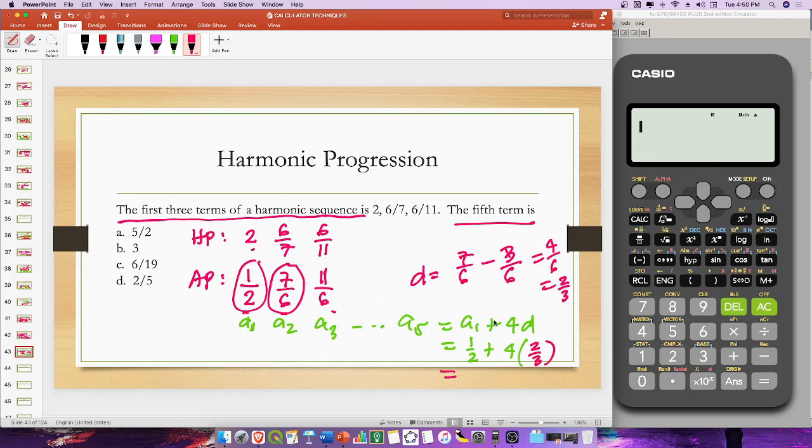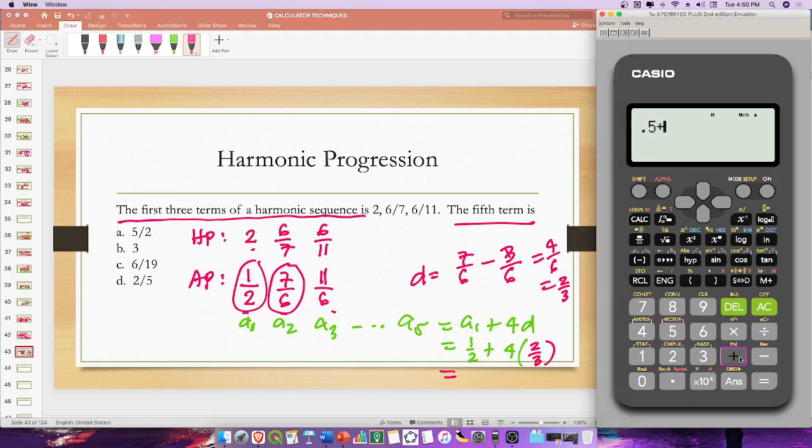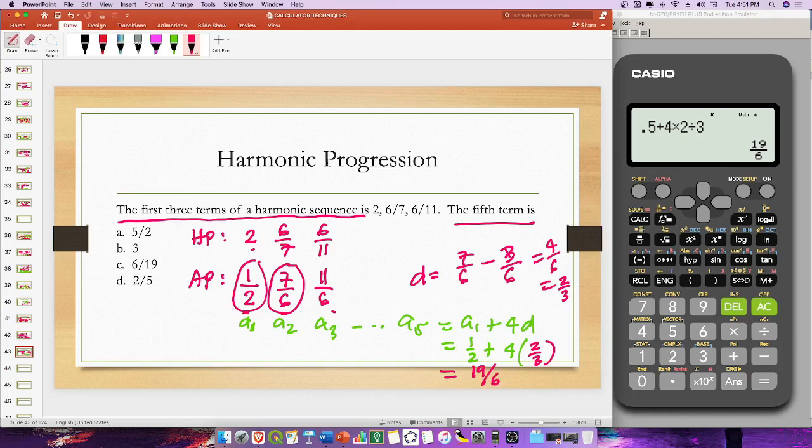So we put 2/3 here, and then we compute for A5 because that is very important. We have 0.5 plus 4 times 2 divided by 3. This is 19 over 6 in arithmetic progression. But if we transpose this to harmonic progression, that will be 6 over 19. So take note of the reciprocal of the terms of the arithmetic and harmonic progression. 6 over 19 is the right answer.